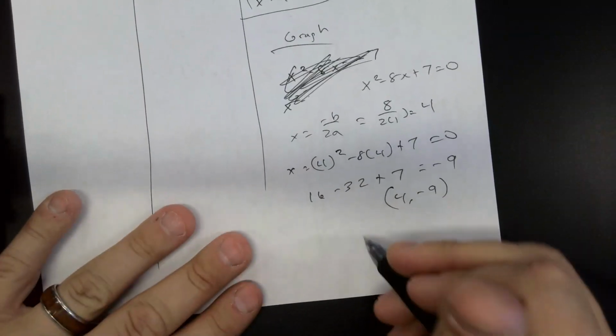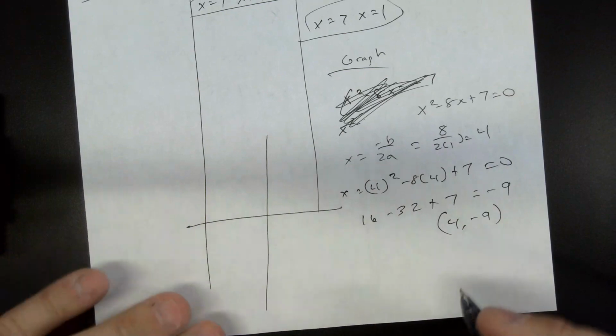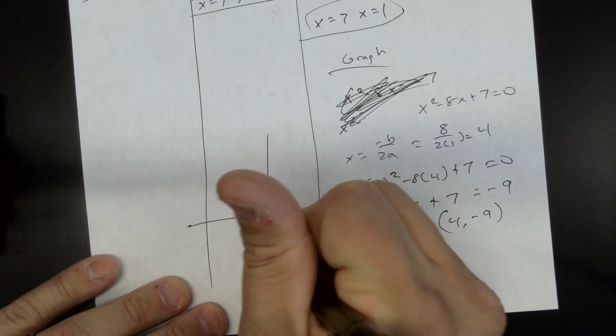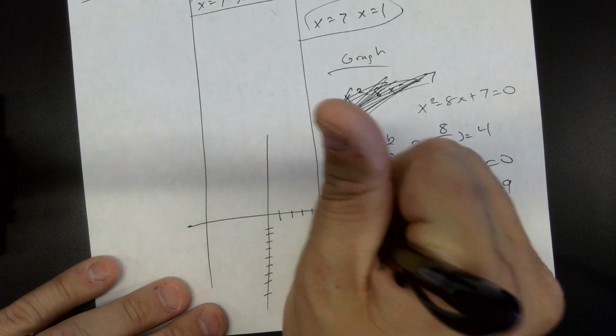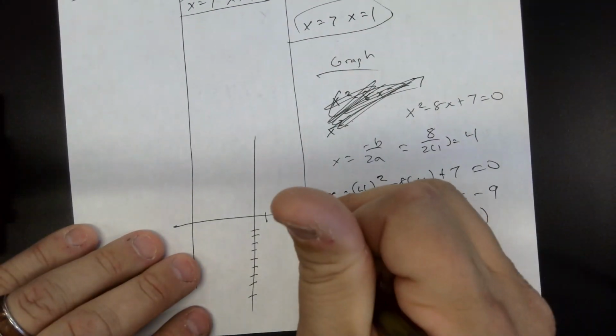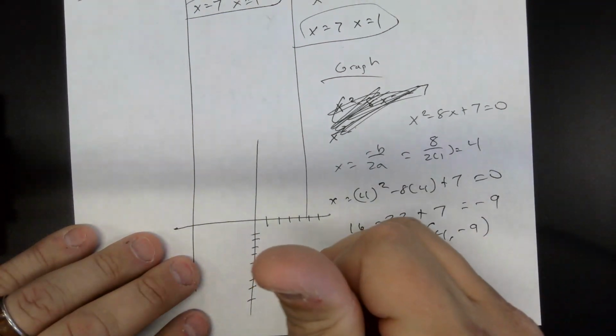Okay? So your vertex is going to be 4, negative 9. Ready, guys? Here we go. 1, 2, 3, 4, 5, 6, 7, 8, 9. 1, 2, 3, 4, 5, 6. 4, negative 9.